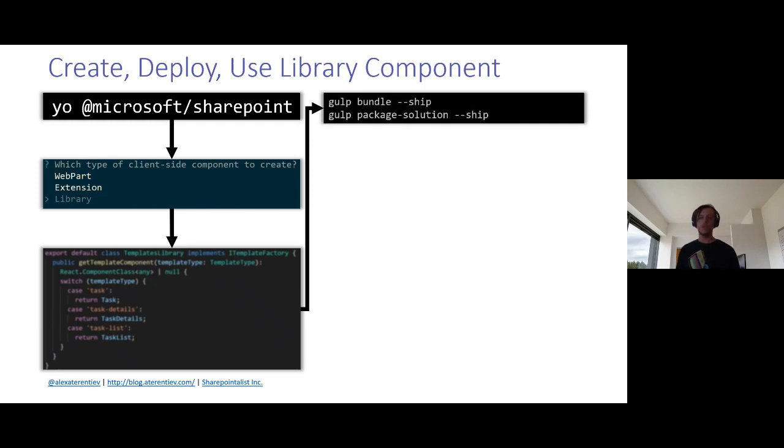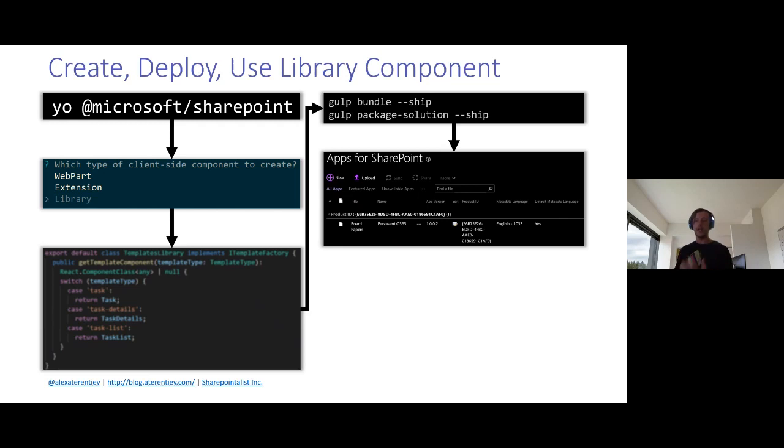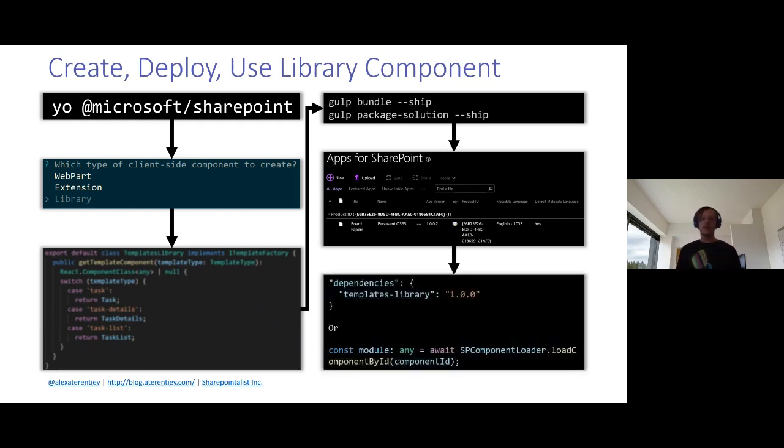And when it's done, we need to package our solution and upload it to the tenant app catalog. Then you can reference the component library either in package.json or dynamically in the code using SP component loader. In the demo later on in this session, I will show you how to work with SP component loader. But keep in mind that you can just open the package.json file of your SharePoint Framework web part, extension, or solution and add your library in the dependencies section.